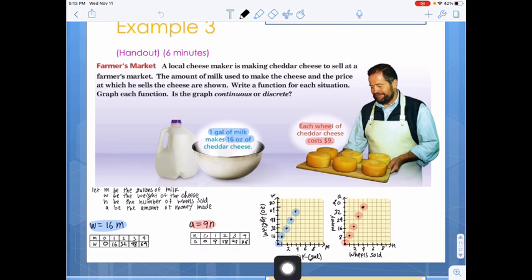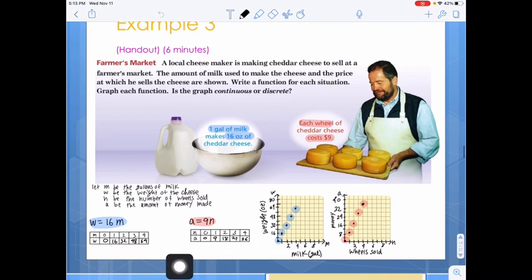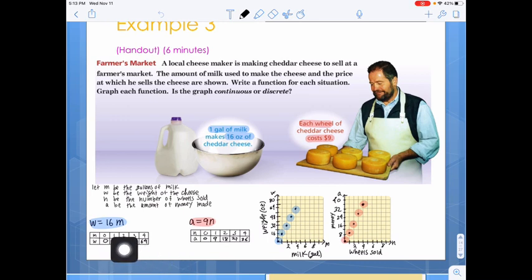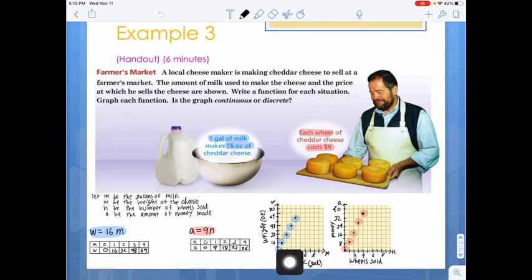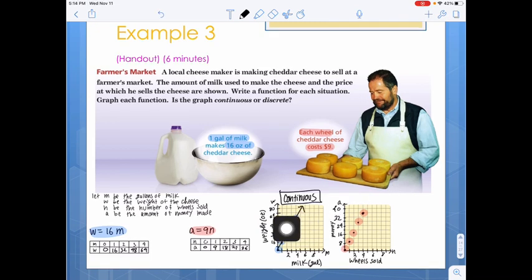Now, if we're talking about how much milk we can use, we can technically pour as little or as much as we want. So we don't have to use exactly 1 gallon or exactly 2 gallons. We could use 1.5 gallons. We could use 1.7 gallons. So we could use anything from 0 and up for the number of gallons. What this means is we can go ahead and draw a line through all these points, continuing on upwards forever, because as long as we have enough milk, we can keep pouring. That means that our graph of the milk versus weight is continuous.